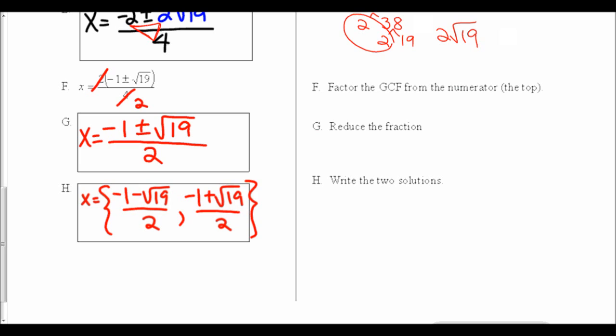My final step is to write this as two separate solutions. So I'm going to write this once as negative 1 minus the square root of 19 over 2. And then I'm going to write it as negative 1 plus the square root of 19 over 2. And that's my final answer. Those are irrational solutions. They cannot be simplified any further. I could give a decimal approximation, but I'd rather leave them as an exact answer with the square roots in there.